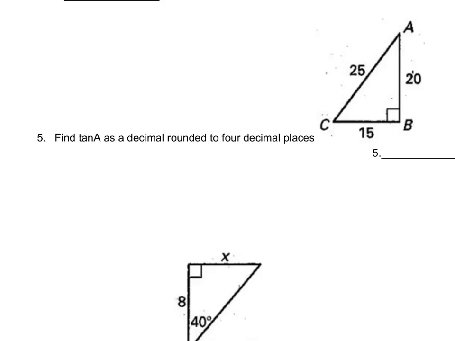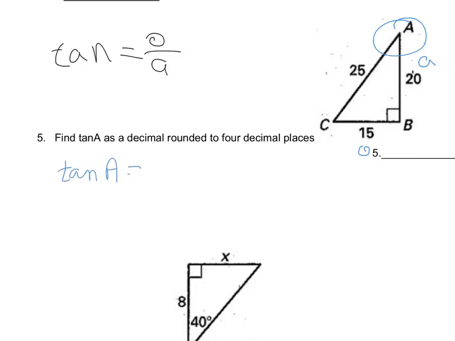Okay, number 5, we're talking about tangent. Now remember guys, tangent is always equal to opposite over adjacent. And it's good to label the parts of your triangle. So number 5, it's tangent of A as a decimal rounded to 4 decimal places. So this is our reference angle. We're going from A, so this is the opposite. This would be the adjacent. So we're just going to set this up as tangent of A equals the opposite over the adjacent, and then round that to 4 decimal places.